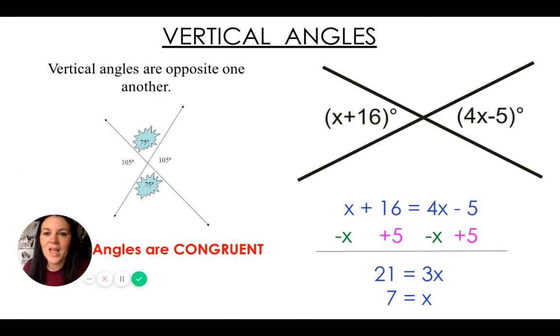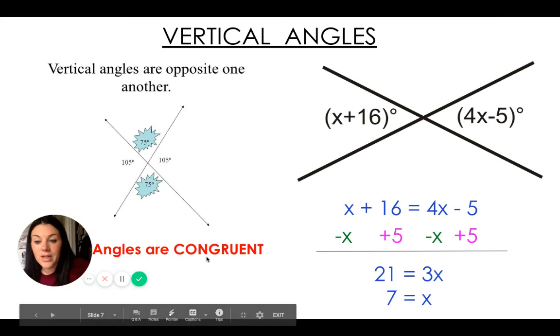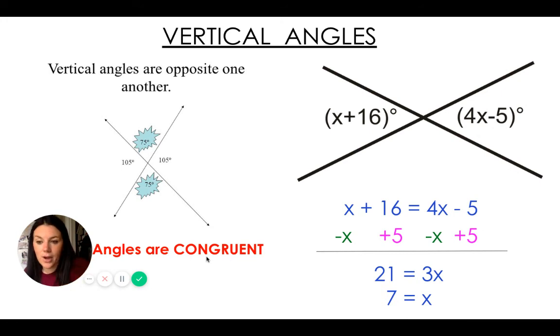Okay, I heard it. And the last angle relationship I want to show you today is vertical angles. Vertical angles are opposite of one another, and this is the thing you need to remember: vertical angles, like corresponding, are congruent. They are equal. So look at this example. This is 75 degrees. The one right across from it is also 75. What's the reason? They are vertical. This angle is 105. The vertical angle across, they're congruent, is also 105.